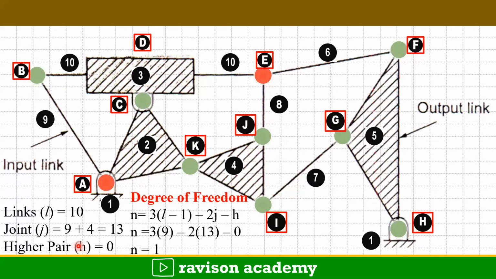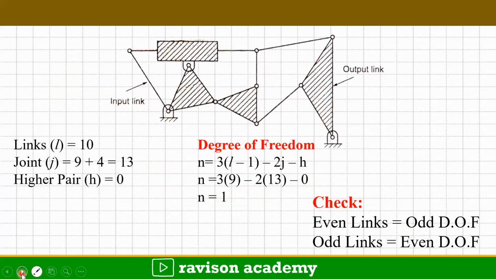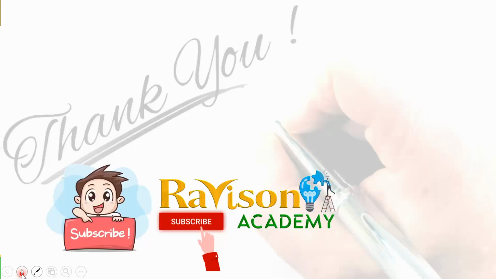That indicates that whenever there is a motion in the input link, there will be a definite motion for the output link. Here you can check: when there is an even number of links, the degree of freedom will be odd. When there is an odd number of links, the degree of freedom will be even.